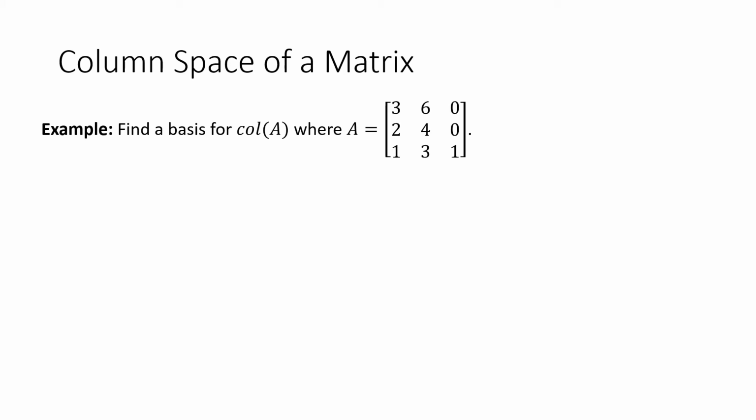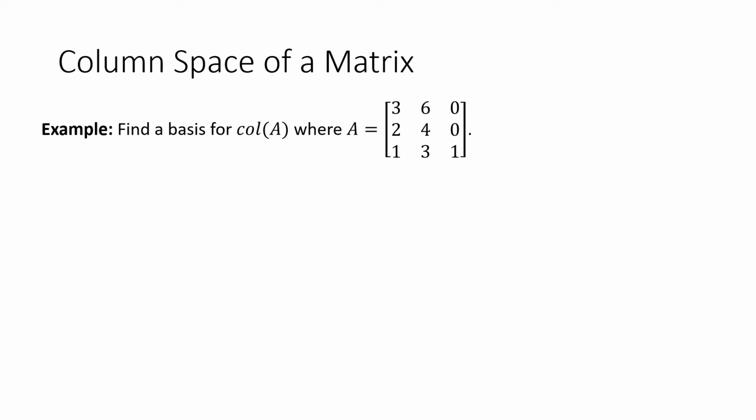So now there are some special spaces that we've seen. We've already talked about the column space and the null space. We're going to introduce another thing here called a row space. But we're going to look a little bit more closely at the column space and a row space of a matrix. So for example, find a basis for this column space. How do we do that?